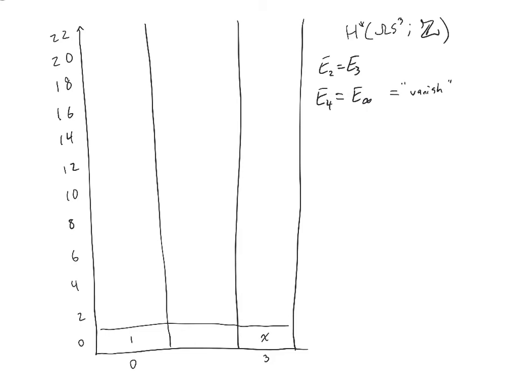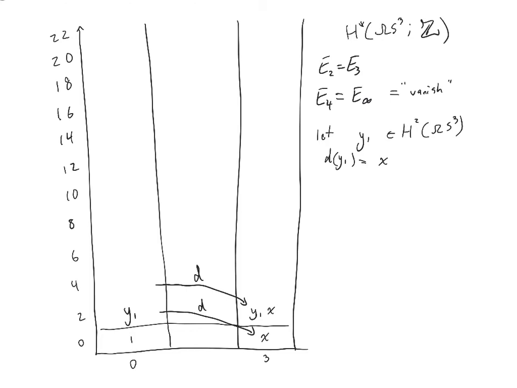So let's name our elements a little more cleverly. So let y1 exist in H2 of loops S3 such that d of y1 is x. So y1 is going to live here. And my differential maps these guys over here, we end up with this new element. Let's just call this y1x. And then inductively, we observe that there has to be some element here mapping to y1x. I called that z before, but let's just call this y2.